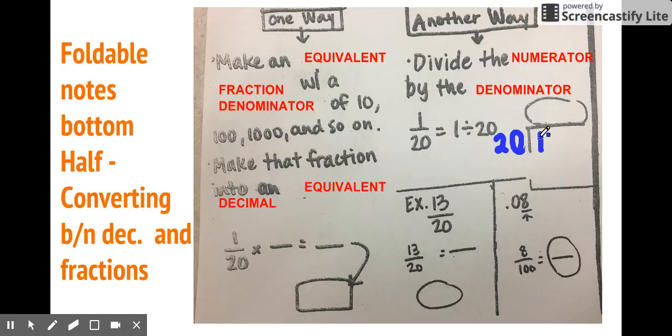Well, 20 cannot go into 1, so you would just have to put a 0. And then this is where you start putting the decimal and then adding zeros. Well, 20 can't go into 10 either. Bring up your decimal, add another 0, and then add one more inside here. Now 20 into 100 is 5. So your answer for 1/20th as a decimal would be 0.05.